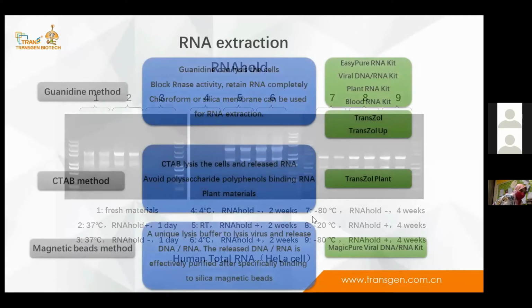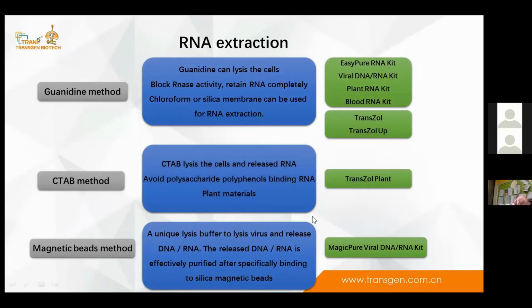There are three main methods for RNA extraction. The first one is the guanidine method. Guanidine can lyse the cells and block the RNases' activities, retaining the RNA completely. Chloroform or silicon membranes can also be used for RNA extraction. This kit is based on the guanidine method.